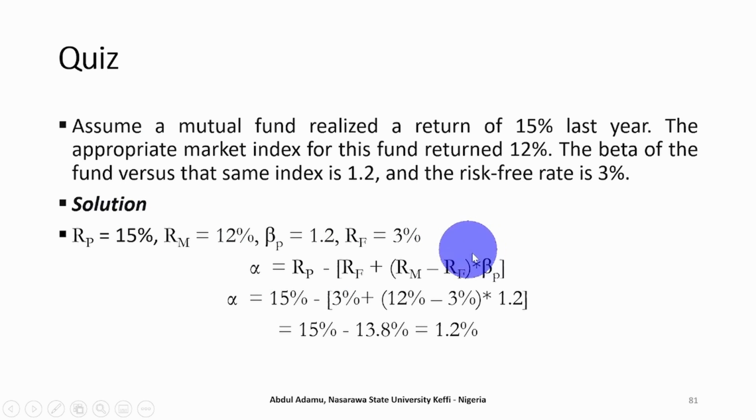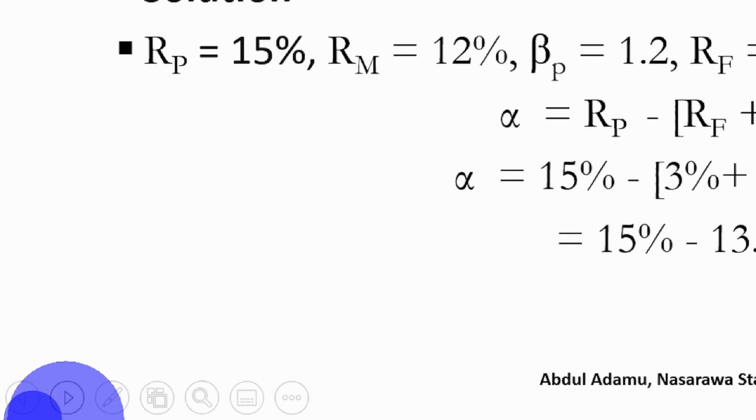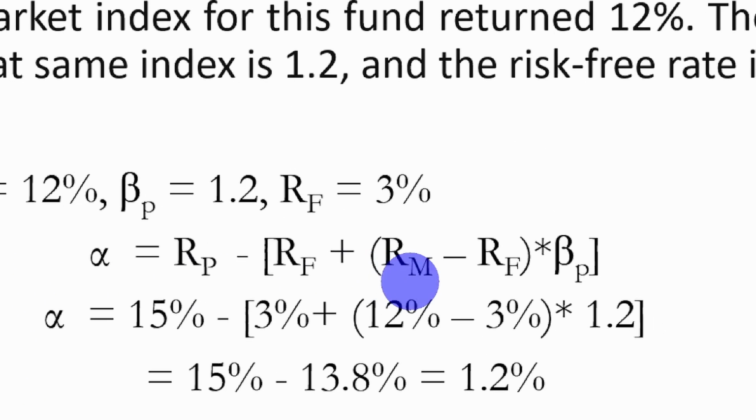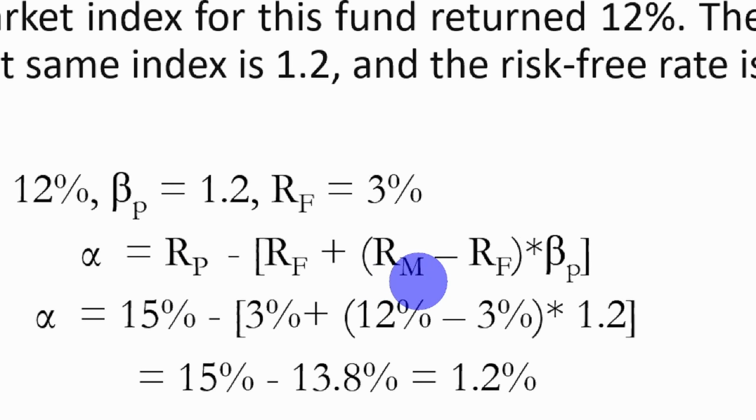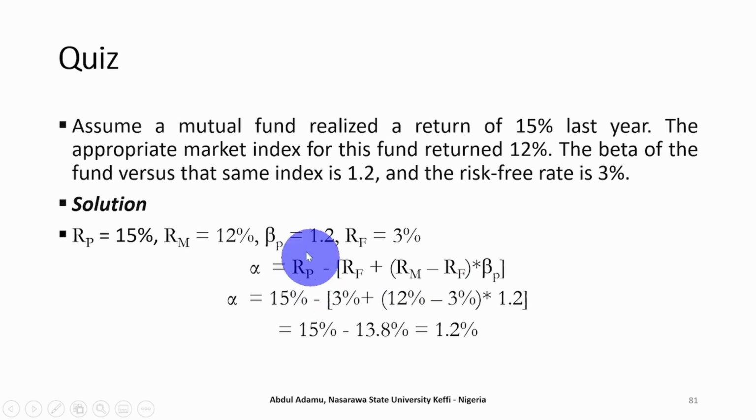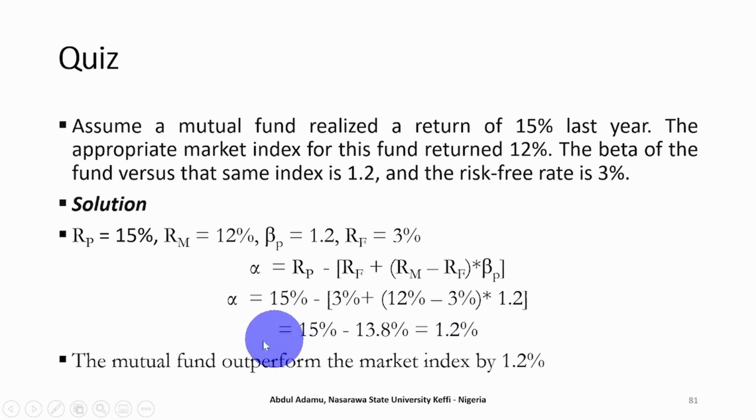If we plug this into our formula, we plug those values in. The RP here is 15%, that is the realized return on the portfolio. Then the risk-free rate is 3%, and the beta is 1.2. The market index return is 12%. When we plug in, we see that our alpha is 1.2. This is a positive value. So this means that the mutual fund outperformed the market index by 1.2%.